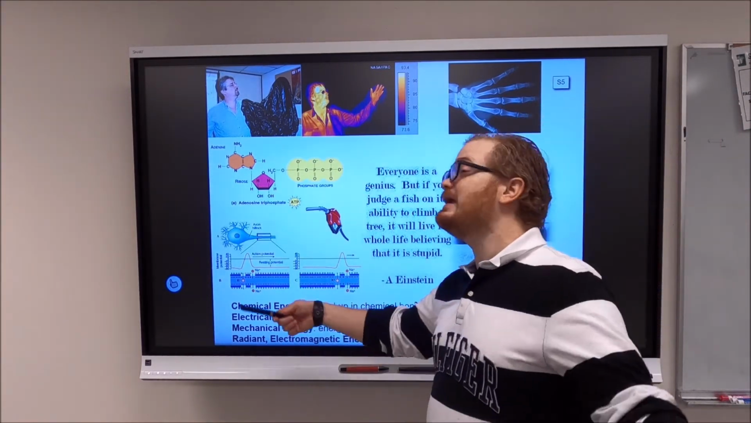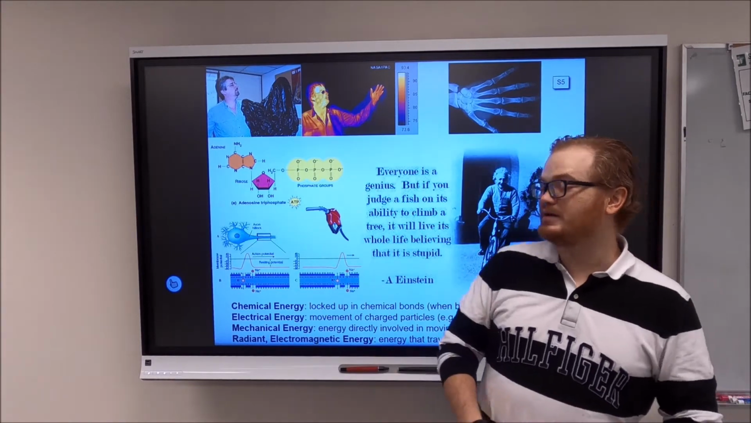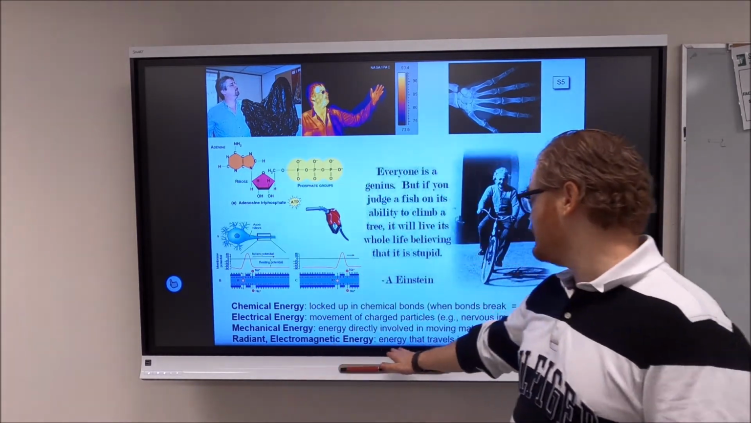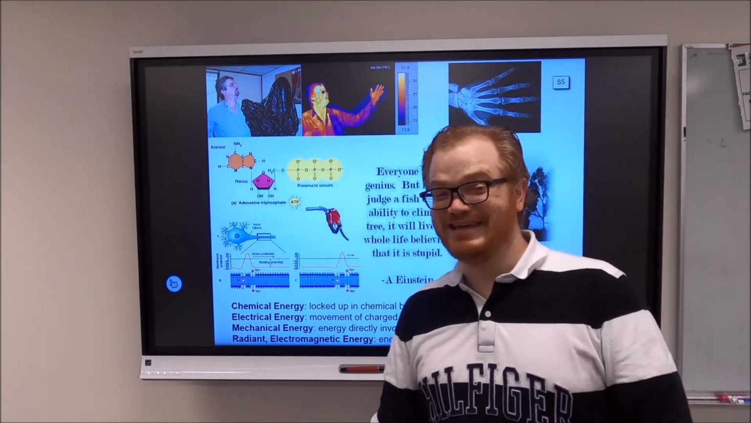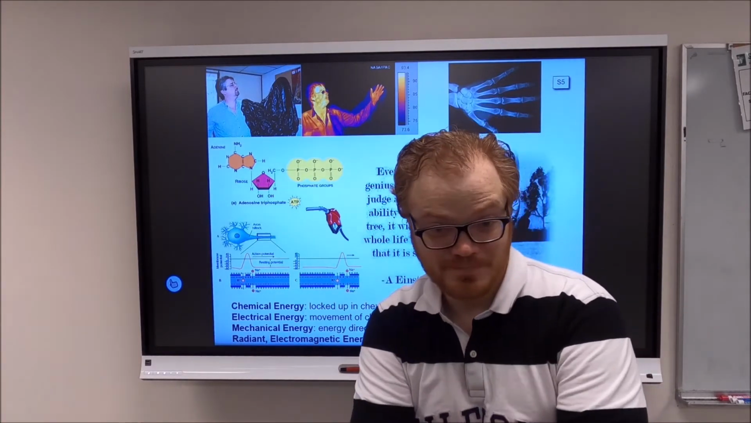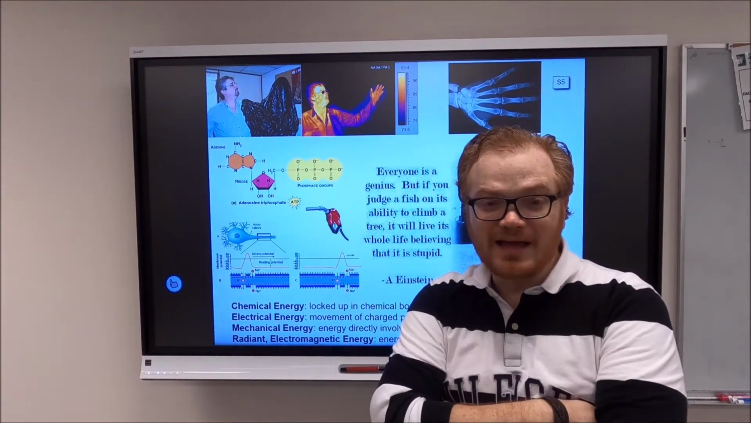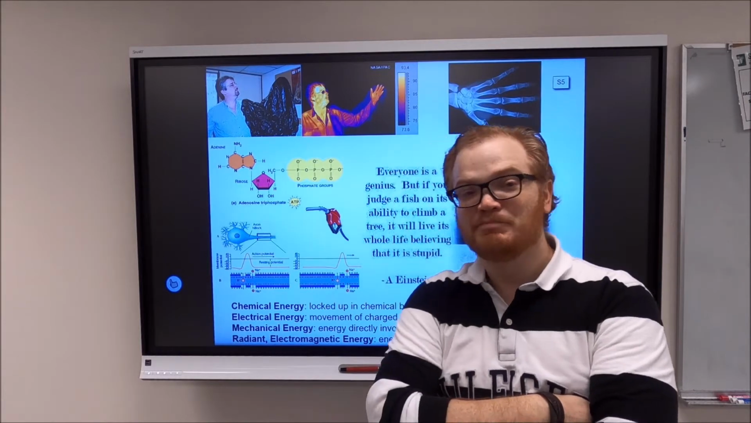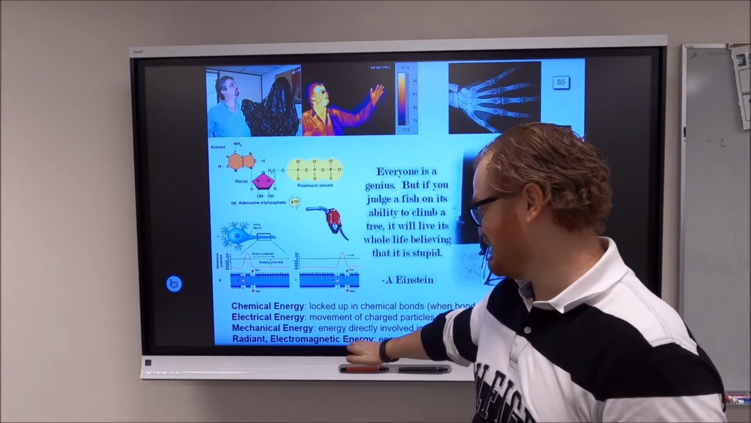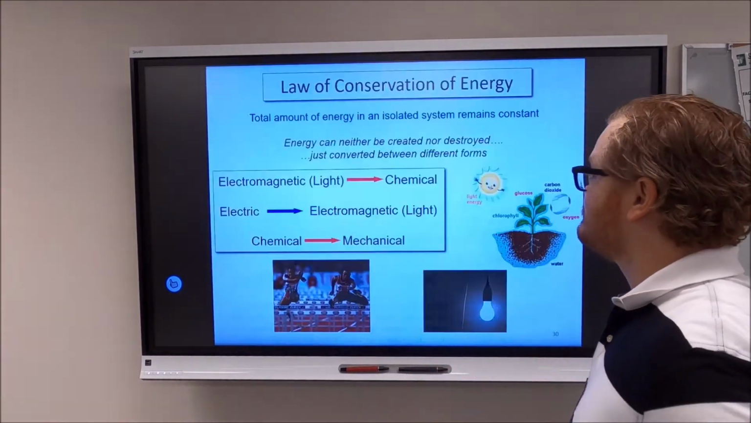And then there is radiant energy, or what's often coined electromagnetic energy. This is energy that travels in waves. That's light, like the infrared light, which is basically heat, microwaves. Yeah, man, it's all radiant energy. The light around us, it's all radiant energy.